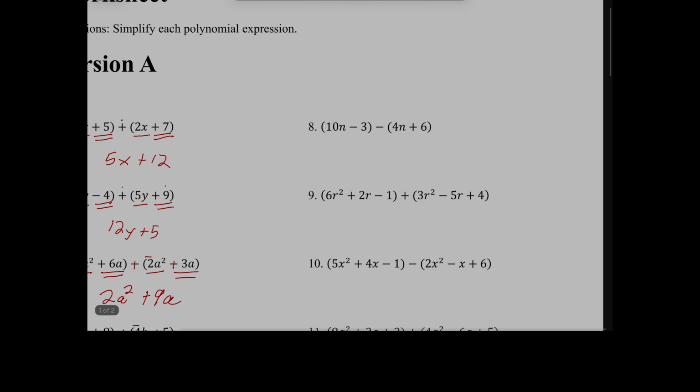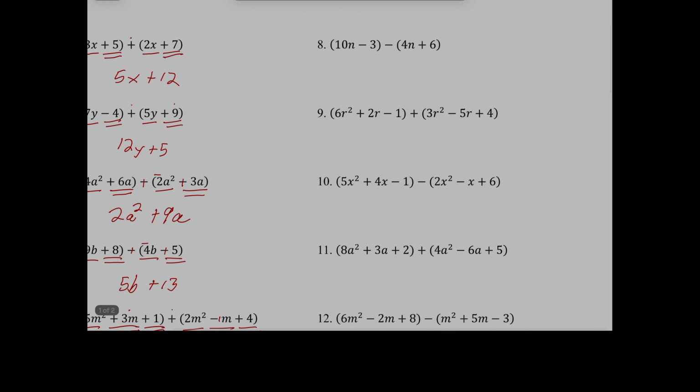Let's go ahead and go to the next column here. I have a negative in front of the parentheses. Add a line, change all the signs. 10n plus negative 4n is 6n, and a negative 3 plus a negative 6 is a negative 9.